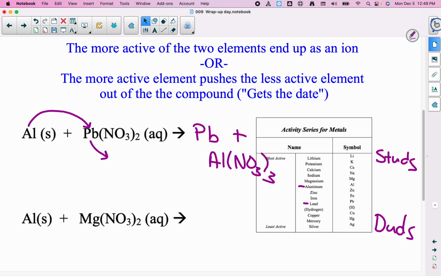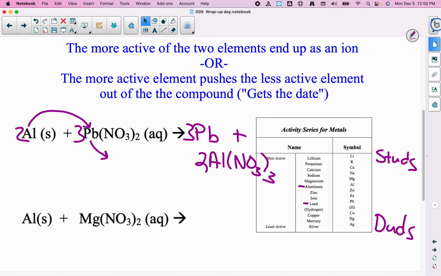That reaction occurs because aluminum is a bigger stud than lead, and the stud gets the date. And now there's some balancing that we have to do to get the chemistry to work out, which doesn't really fit so well into the dating story, but the big thing is to use the dating story to figure out if the reaction occurs. Well, this worked out fabulously for aluminum.